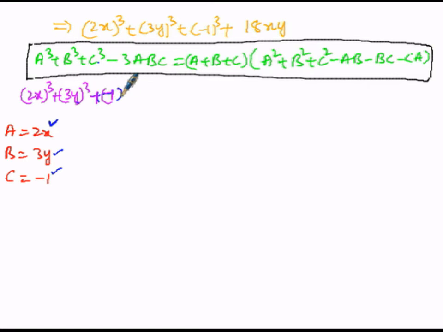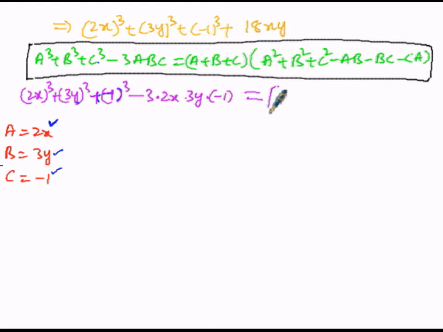Minus 3abc: 3 into a value 2x, into b value 3y, into c value minus 1. Then that equals, let us check the left hand side, (2x)³ + (3y)³ − 1³. Then minus of minus is plus, 3 twos are 6, 6 threes are 18xy, with positive sign. So now the right hand side factors are these.